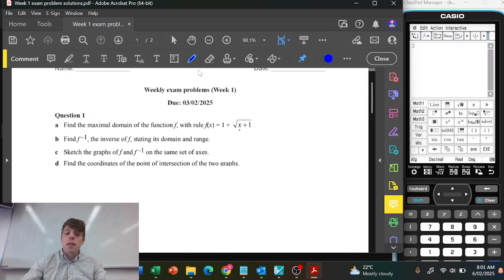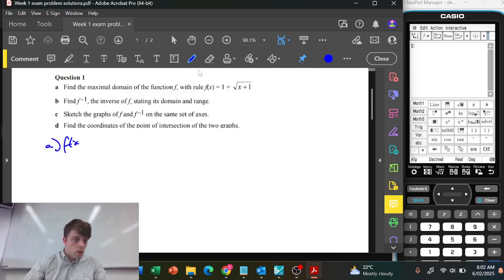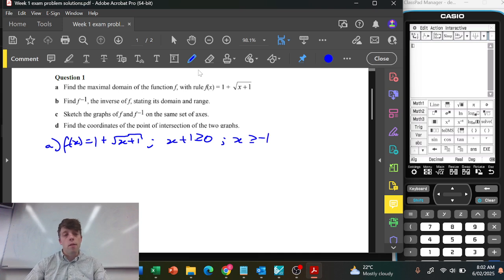So if we look at this thing underneath the square root sign, what are the restrictions on that square root? Well, the thing underneath the square root has to be greater than or equal to 0. So x + 1 needs to be greater than or equal to 0, which tells us that x needs to be greater than or equal to -1. So I'm going to start working it out down here. We have the function f(x) = 1 + √(x + 1), and we know that x + 1 needs to be greater than or equal to 0, so x needs to be greater than or equal to -1.